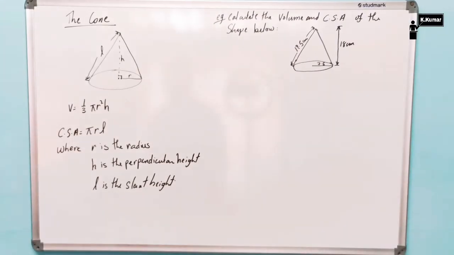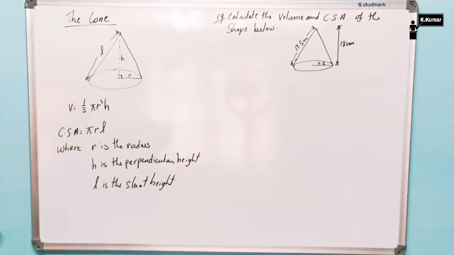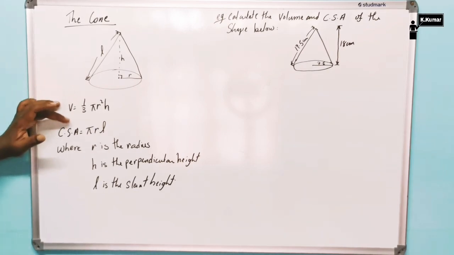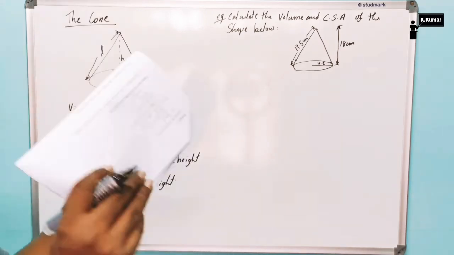The third shape we're going to look at is the cone. Everybody knows what a cone looks like, because it's the same thing that you get ice cream in when you go buy the cone. So the volume is 1/3 pi r squared h, and then you have CSA instead of TSA. CSA is the curved surface area, because remember the cone is curved around.